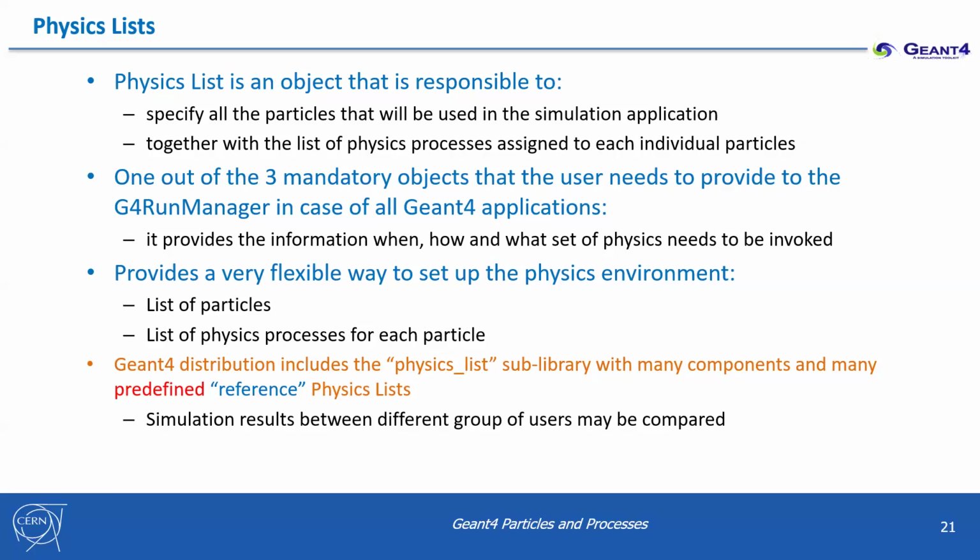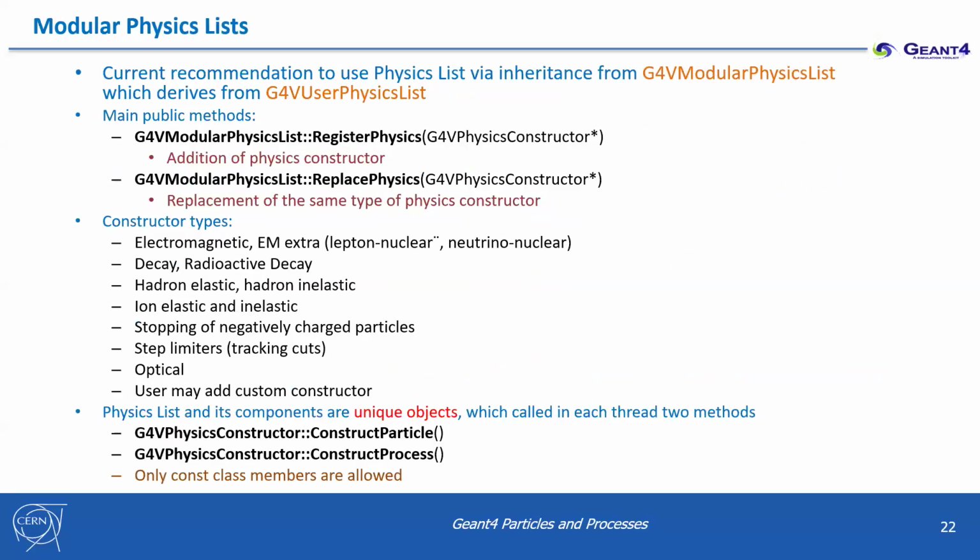This does not exclude the possibility of creating a custom physics list for your application or adding extra interactions on top of the physics list provided by the distribution. In order to make life easier, we introduced the concept of modular physics list. A modular physics list allows you to register physics by constructors, and each physics constructor may implement a group of physics processes.